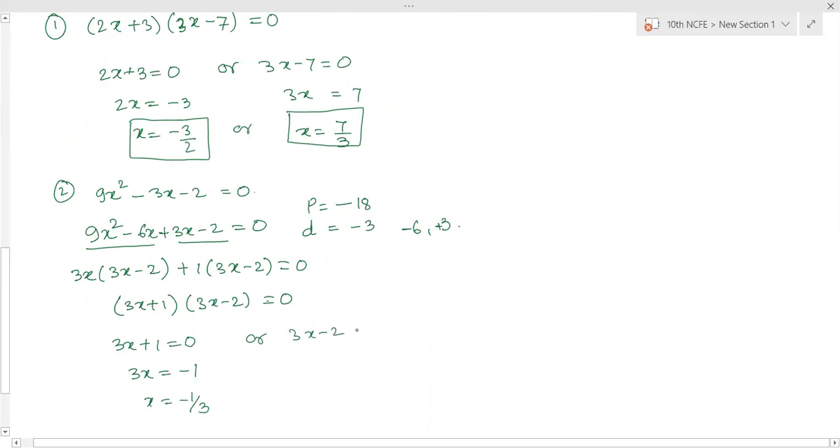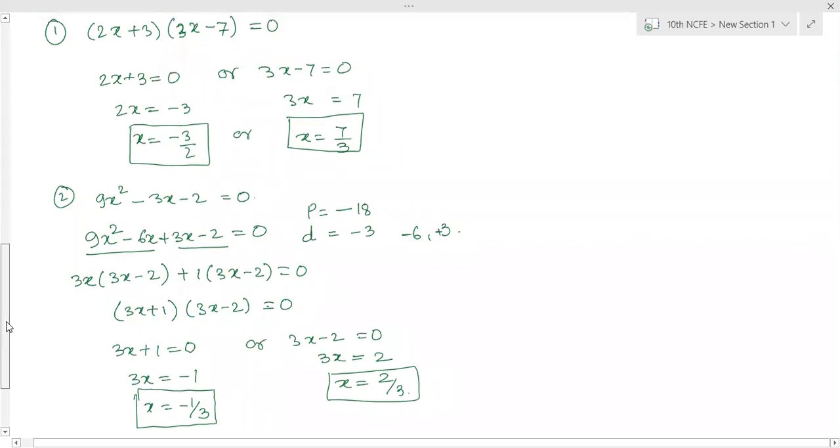Or 3x minus 2 is equal to 0, so 3x is equal to 2, x is equal to 2 by 3. So these are the two values of x. Always keep the habit of putting a box around the final answer. So write down first these two questions.